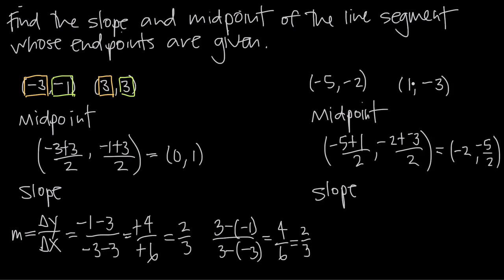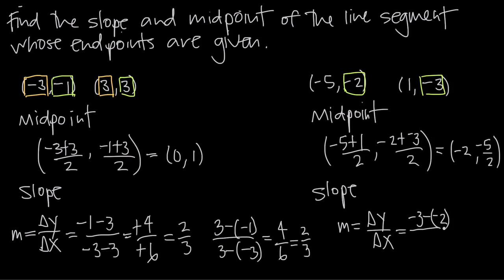And again, if we want to find the slope of the line segment that connects these endpoints, we'll say that the slope m is going to be equal to delta y over delta x, or the change in y divided by the change in x. And we'll take the second coordinate point here and subtract the first coordinate point. So we're going to say negative 3 minus a negative 2.